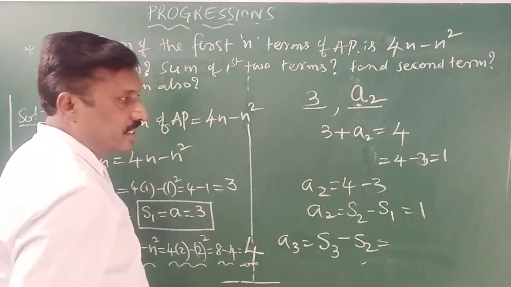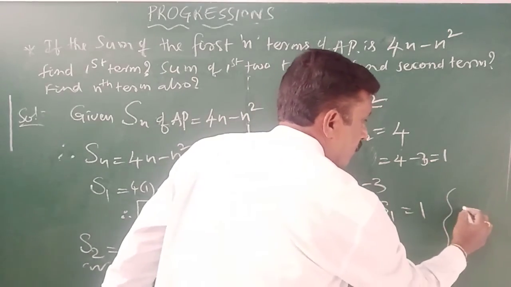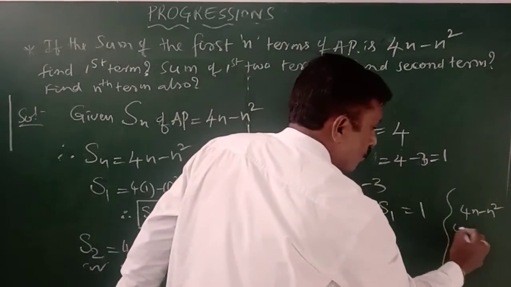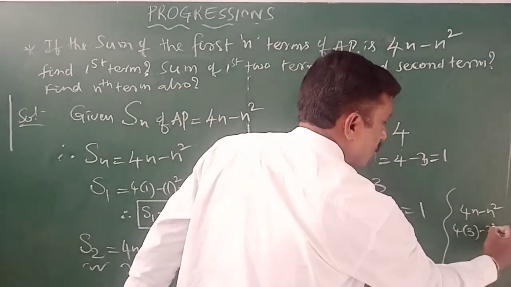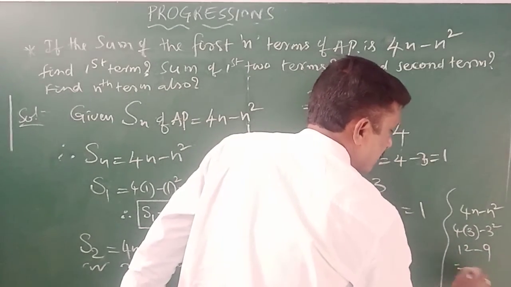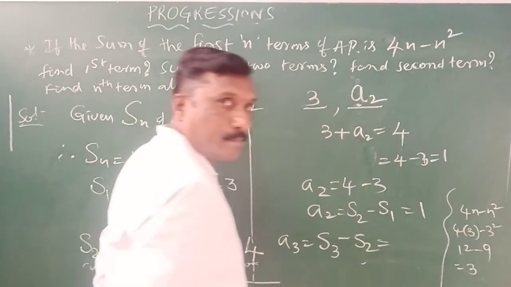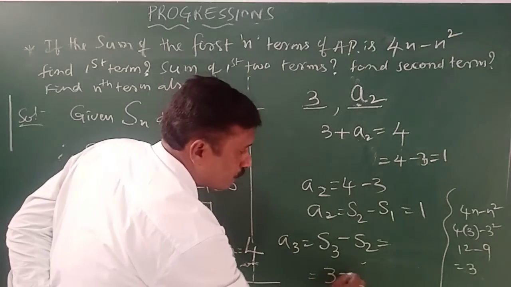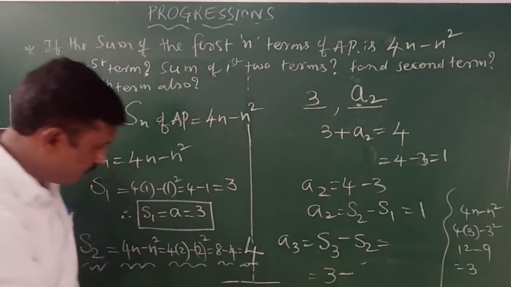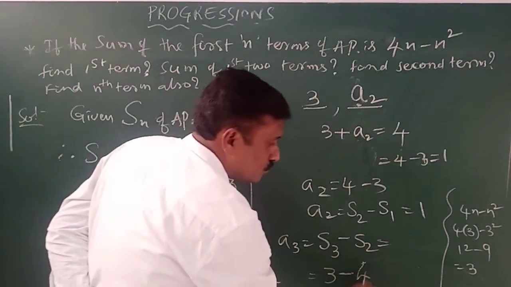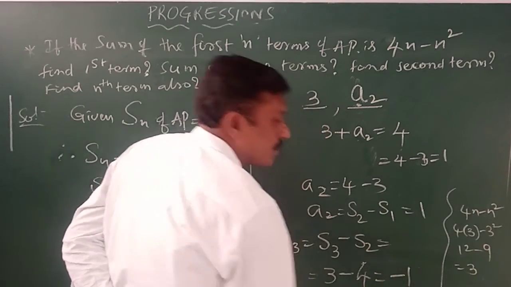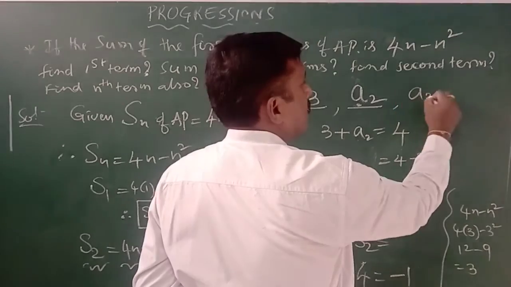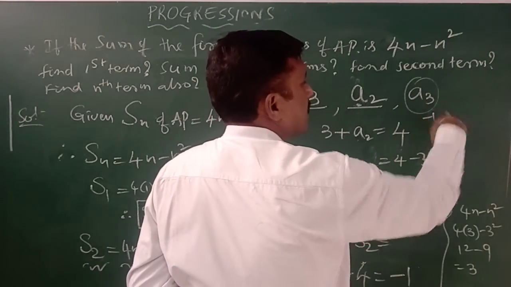What is the sum of the three terms? I will do it here. 4n minus n square is the sum of the n terms. So 4 times 3 is 12, minus 3 square, which is 9, equal to 3. So the sum of the three terms is 3. The sum of the two terms is 4. Therefore, your answer is minus 1.